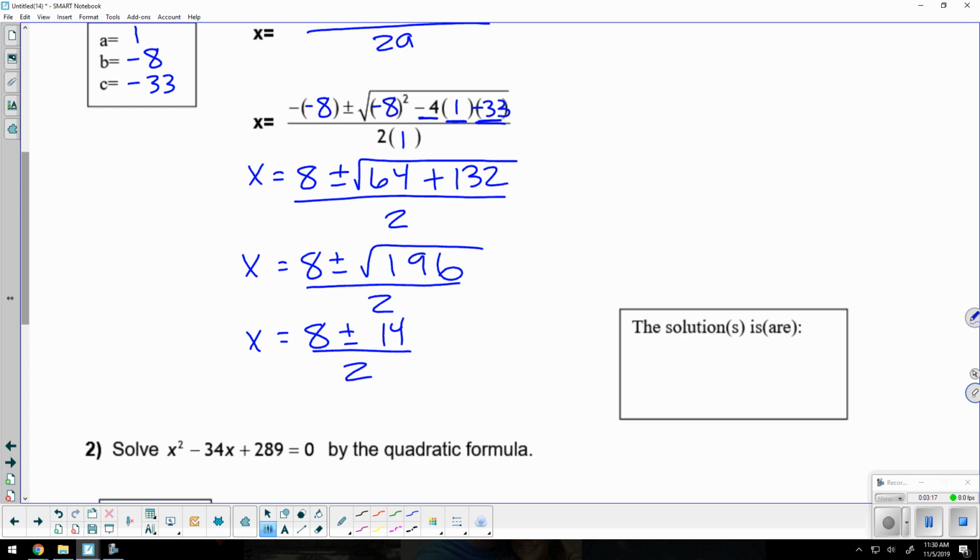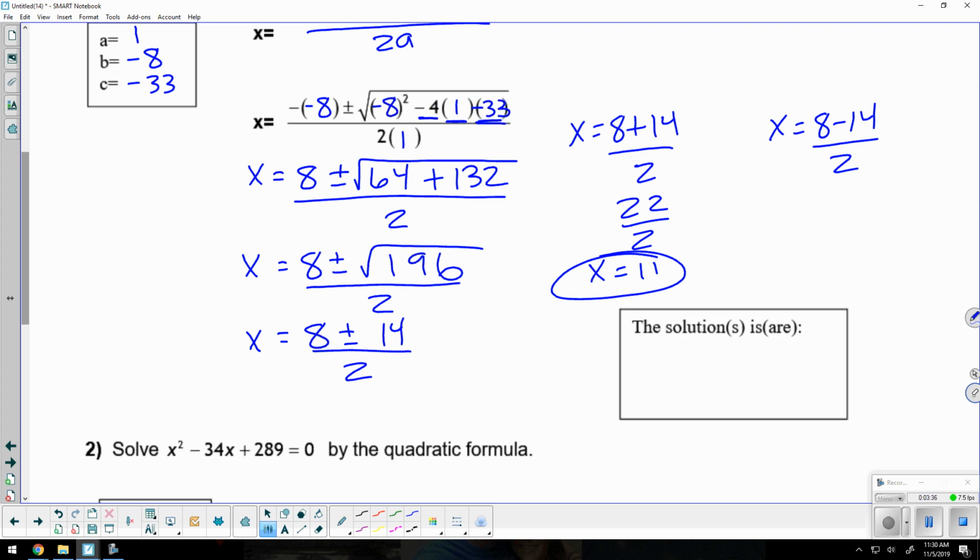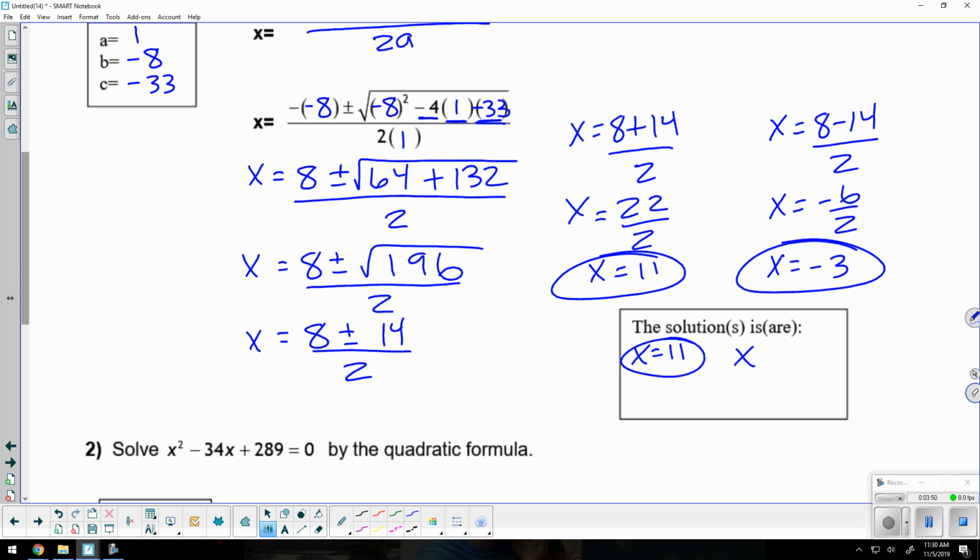Now we have to solve for our two solutions, so we split up the plus and minus part. One answer comes from 8 plus 14 divided by 2, and the other is 8 minus 14 divided by 2. 8 plus 14 is 22, divided by 2, your first answer is 11. 8 minus 14 is negative 6, and negative 6 divided by 2 is negative 3. So the solutions are x equals 11 and x equals negative 3.